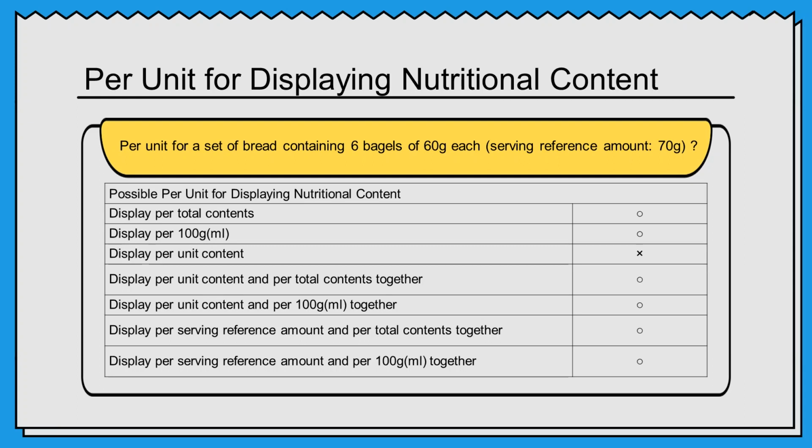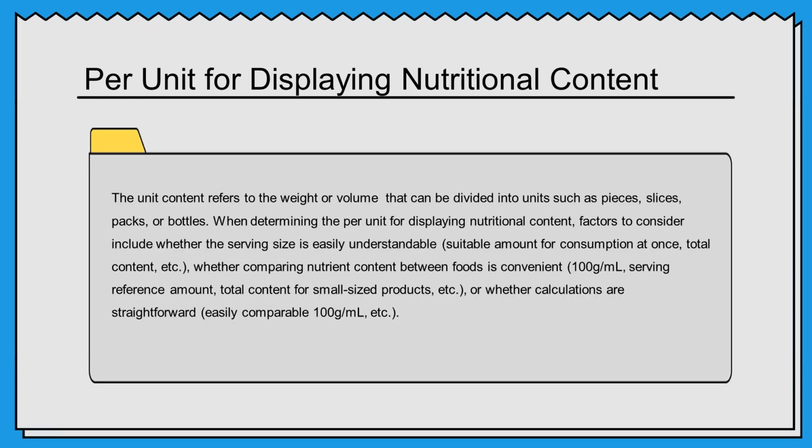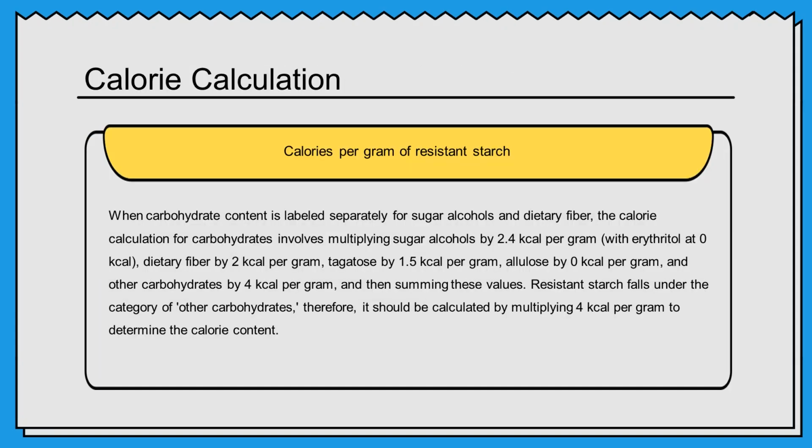When labeling per unit content, total content or per 100 grams should be indicated together. The unit content refers to the weight or volume that can be divided into units such as pieces, slices, packs, or bottles. When determining the per unit for displaying nutritional content, factors to consider include whether the serving size is easily understandable, whether comparing nutrient content between foods is convenient, or whether calculations are straightforward. Additionally, when labeling per serving reference amount, the nutritional content per total content or per 100 grams should be indicated together. This is about calorie calculation.